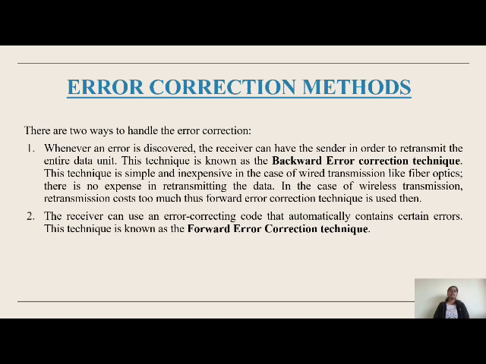In the case of wireless transmission, retransmission costs too much, thus the forward error correction technique is used then. The receiver can use an error correcting code that automatically corrects certain errors. This technique is known as the forward error correction technique.